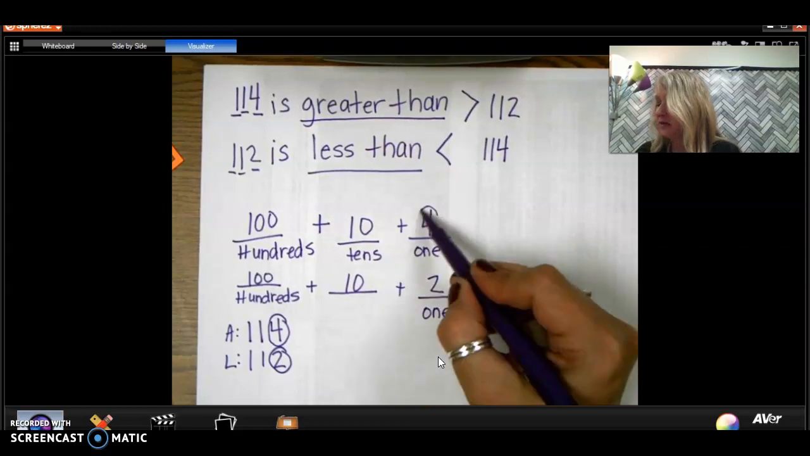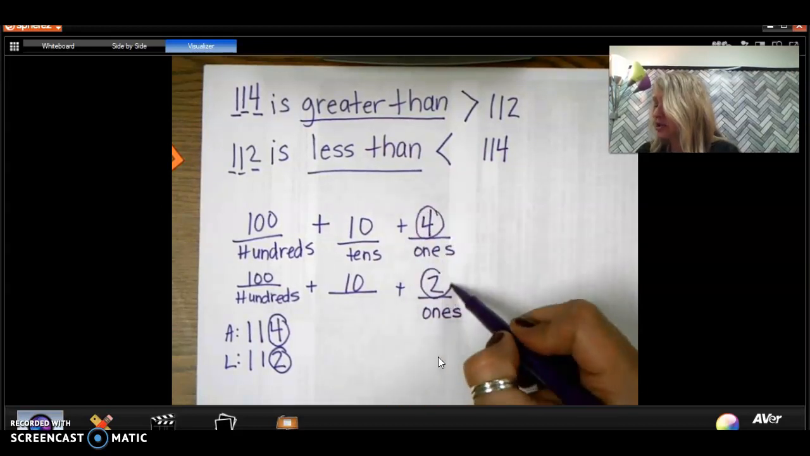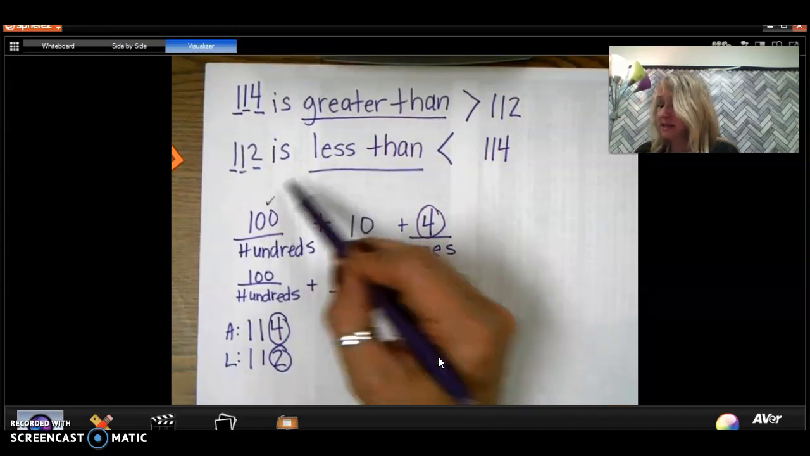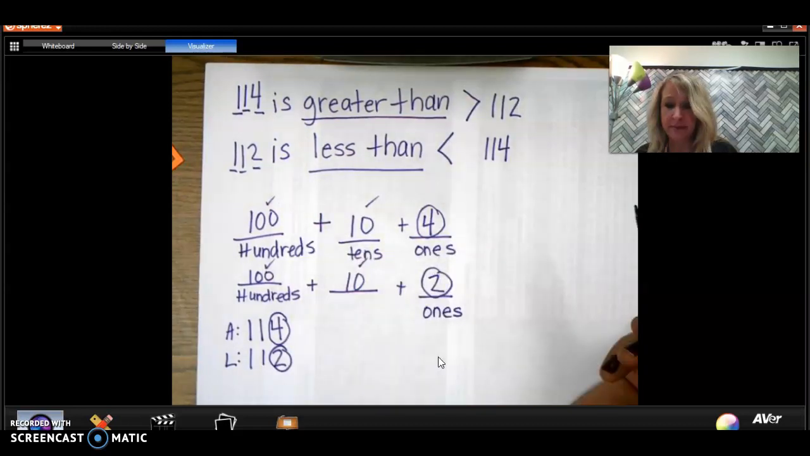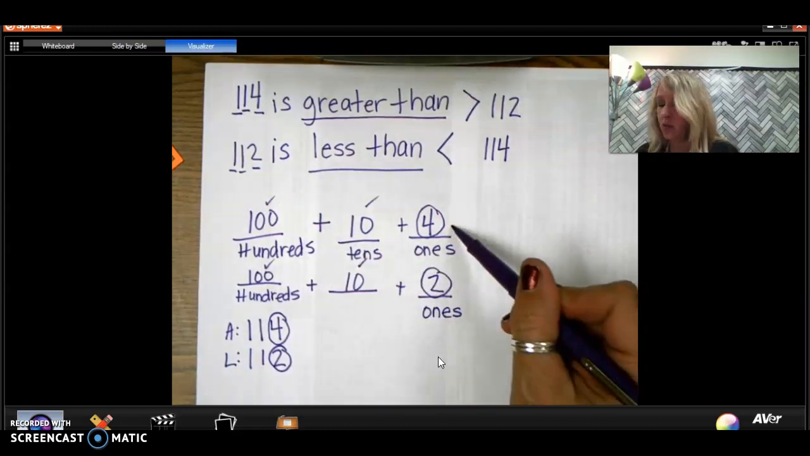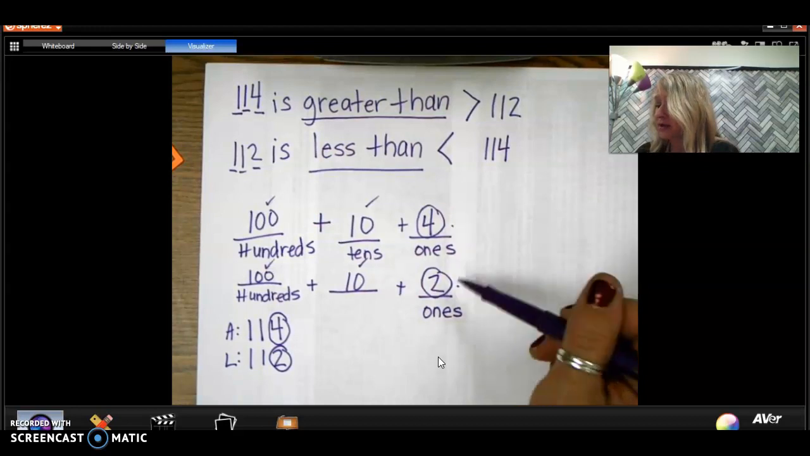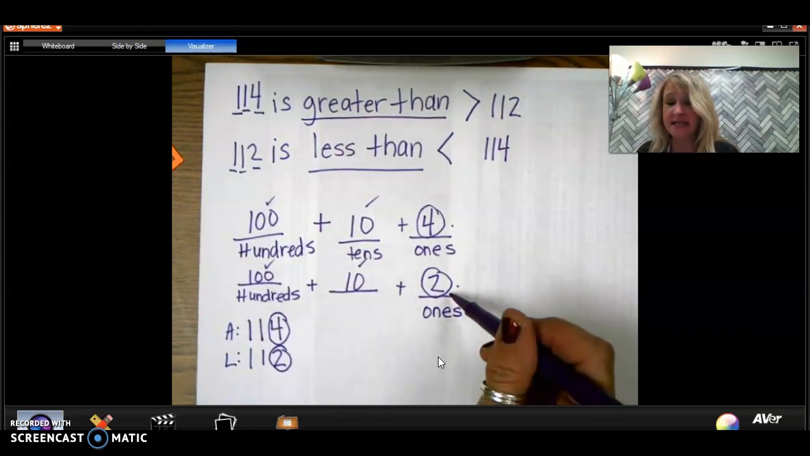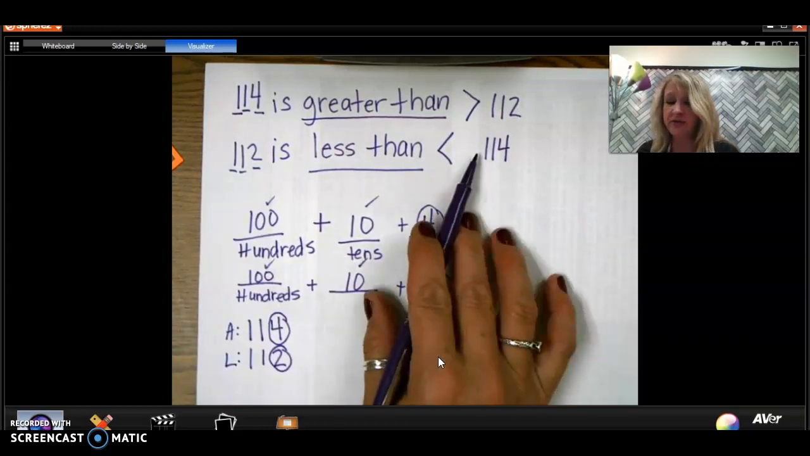So now if I look at the 4 ones and the 2 ones, I can tell which number is greater, because this and this and this and this are the same. So I have to look at the ones, and 4 is greater than 2. And then we write it the other way. 112 is less than 114.